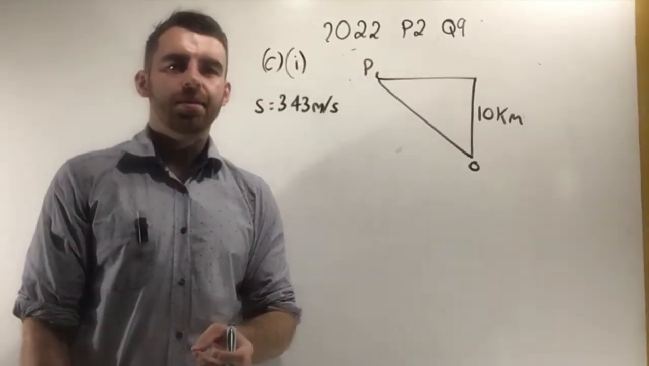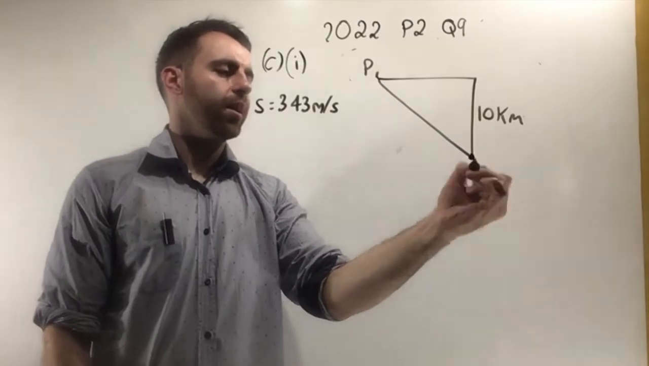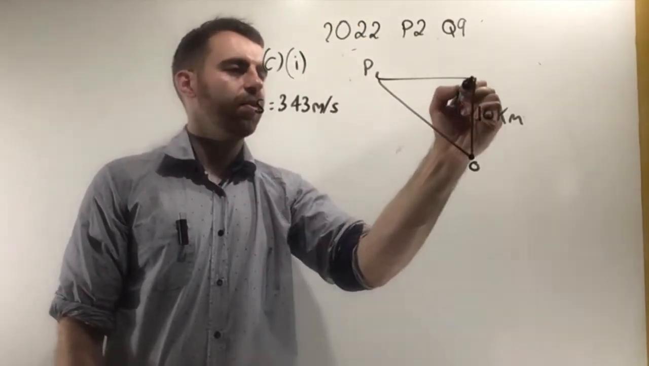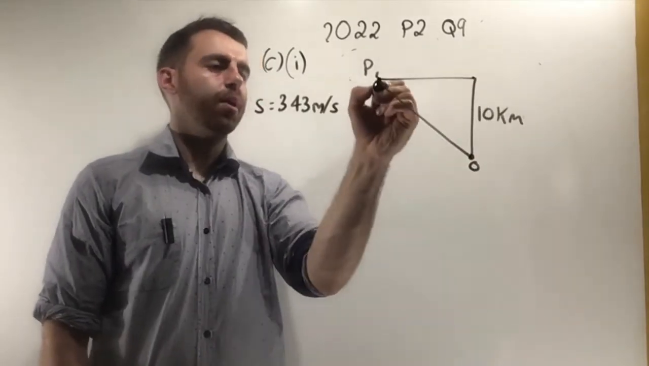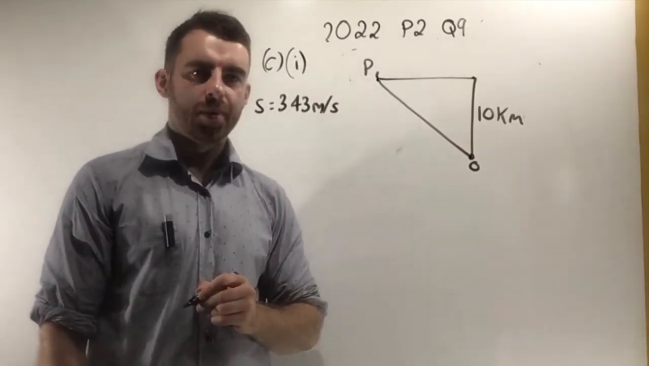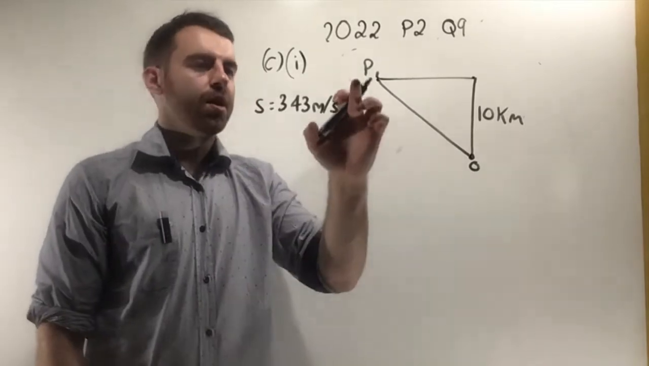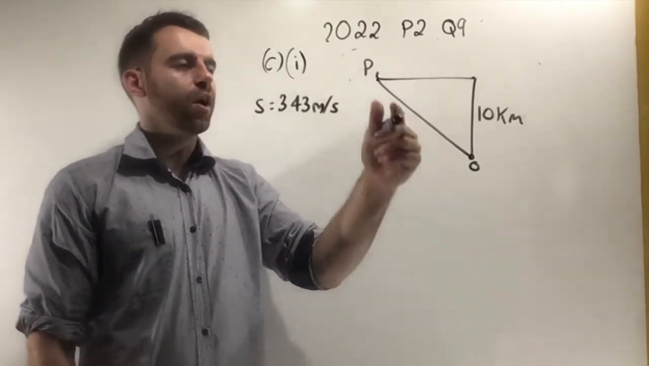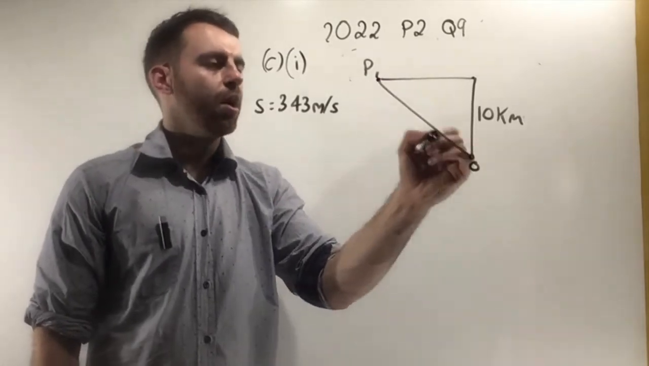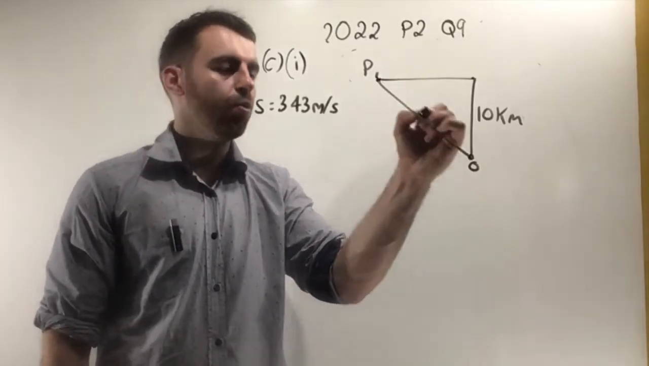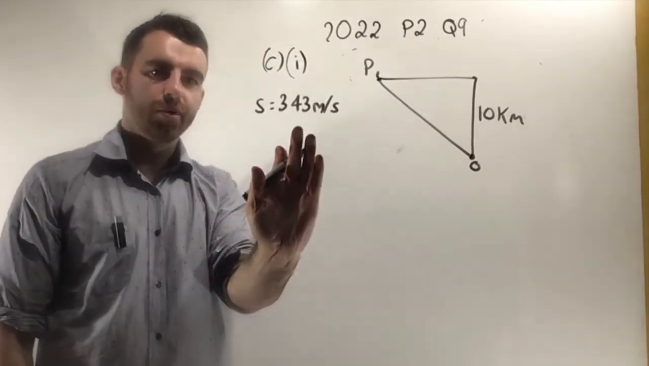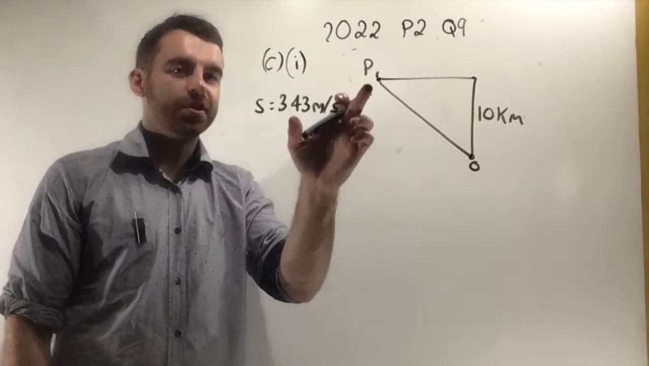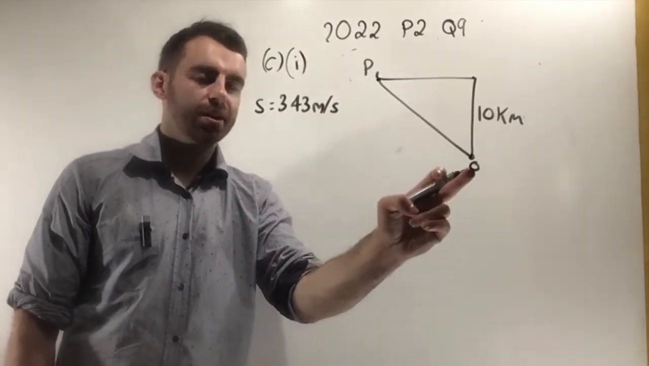Okay, in part C, we're told that Oscar is standing here at the point O. 10 meters above Oscar is the flight path of a plane, but the plane P1 is over here. And obviously it's making noise. The speed of sound is 343 meters per second. So the speed that sound travels from P1 to O is 343 meters per second. We're asked to find the time it takes for the sound to travel from the plane to Oscar.